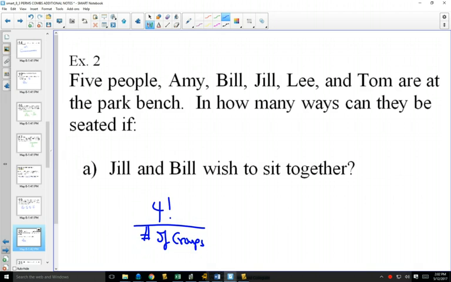We've got Amy, Lee, Tom, and Jill-Bill, which is now 1 person because they're never apart. So we have the number of groups, 4 factorial. Then in each of those groups, the one group is the Jill-Bill group. There's 2 people in that group, so they could be glued together left shoulder to right shoulder, or right shoulder to left shoulder. There's 2 ways that they could be arranged on that bench but still be sitting together.